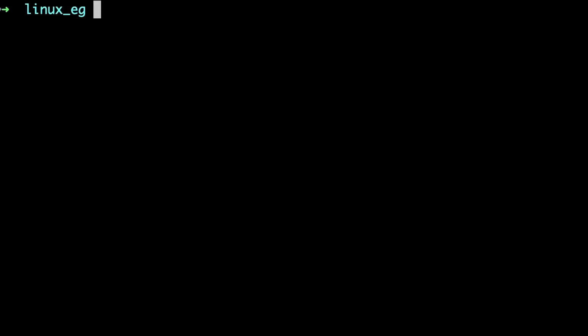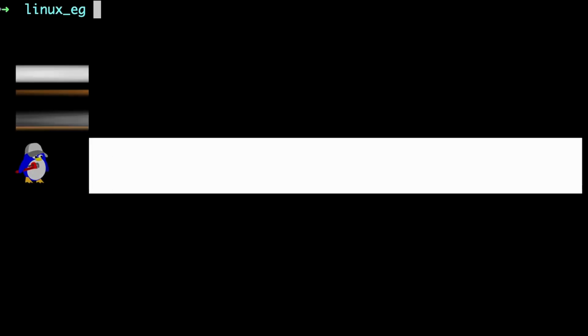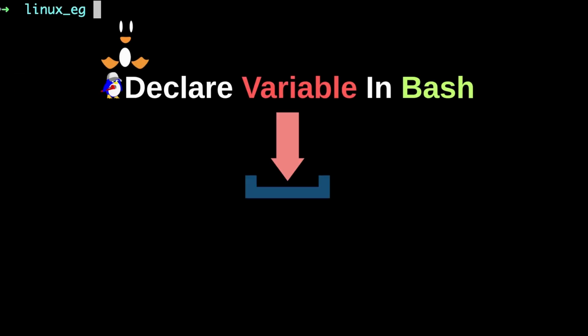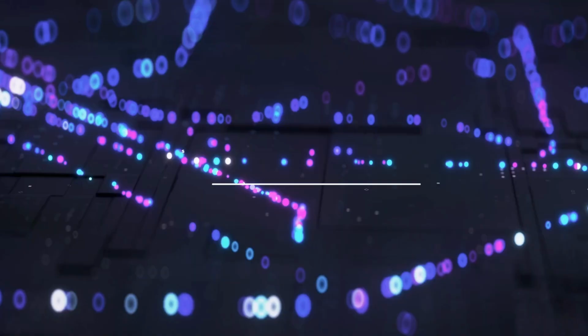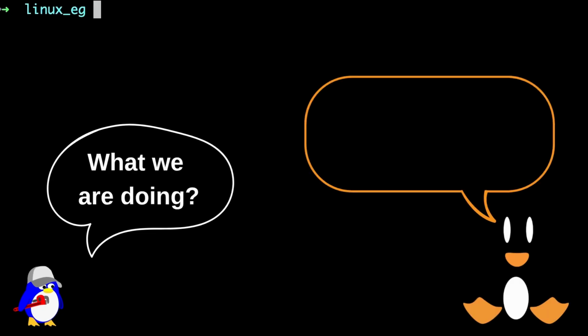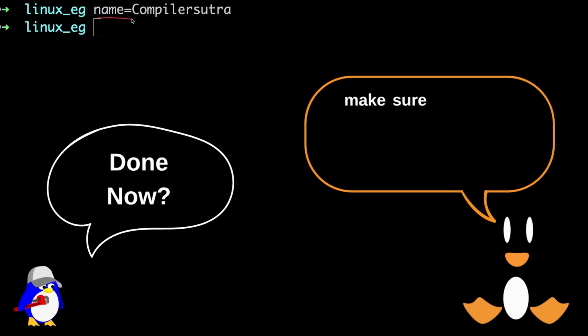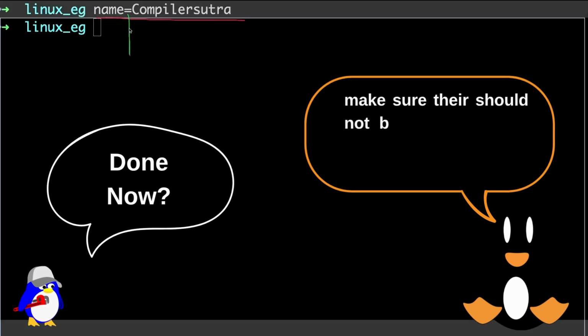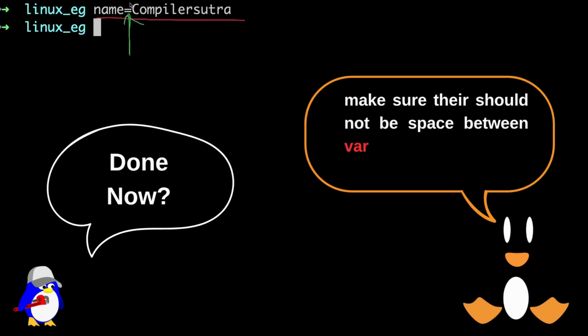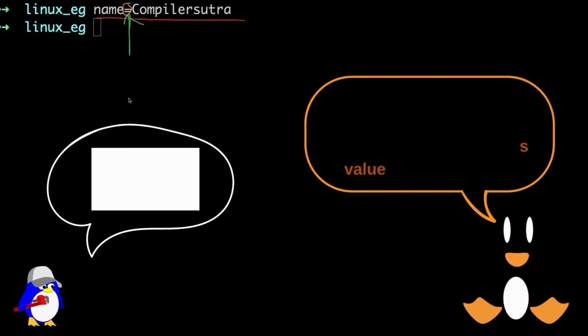Let's start by understanding how to declare a variable in Bash. This is one of the most basic yet most important things you will do in shell scripting. Let's say we want to create a variable called name and store the value Compilersutra in it. Pay close attention: there is no space before and after the equals sign. This is mandatory in Bash.